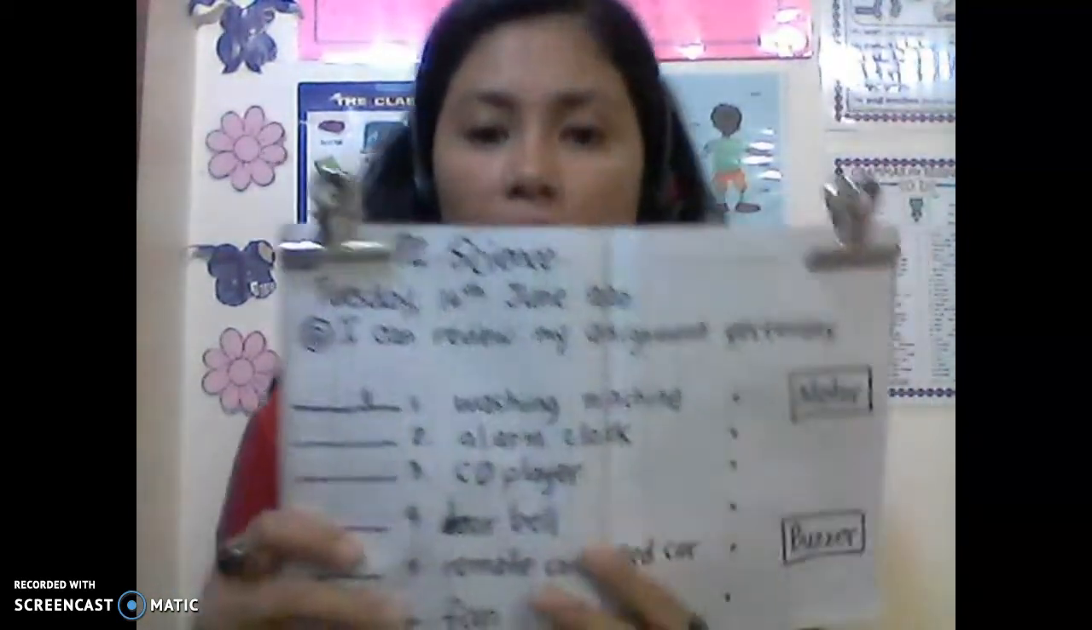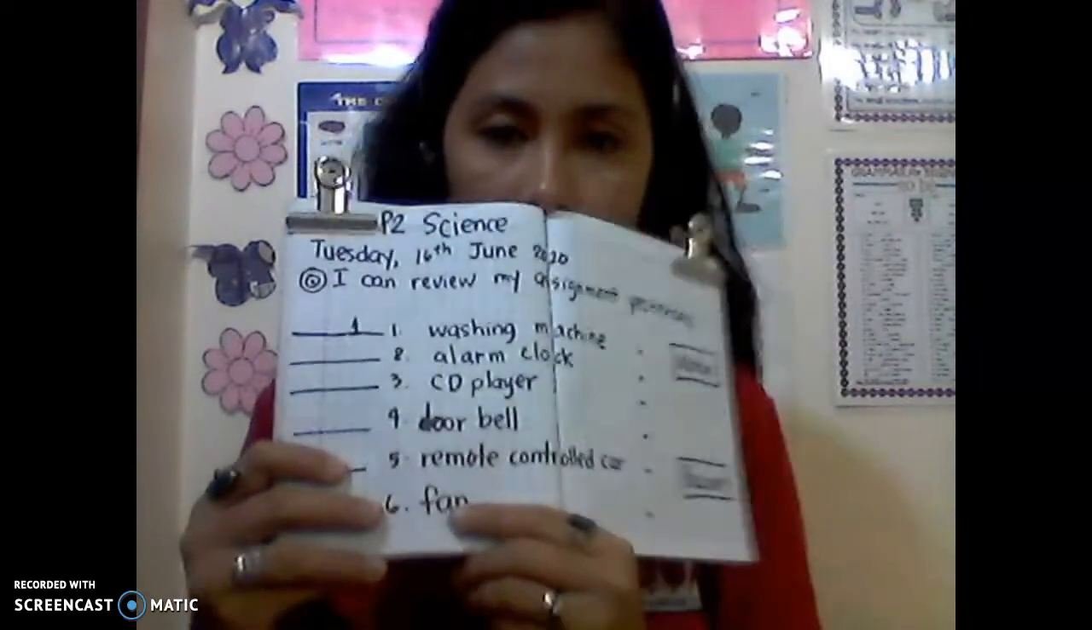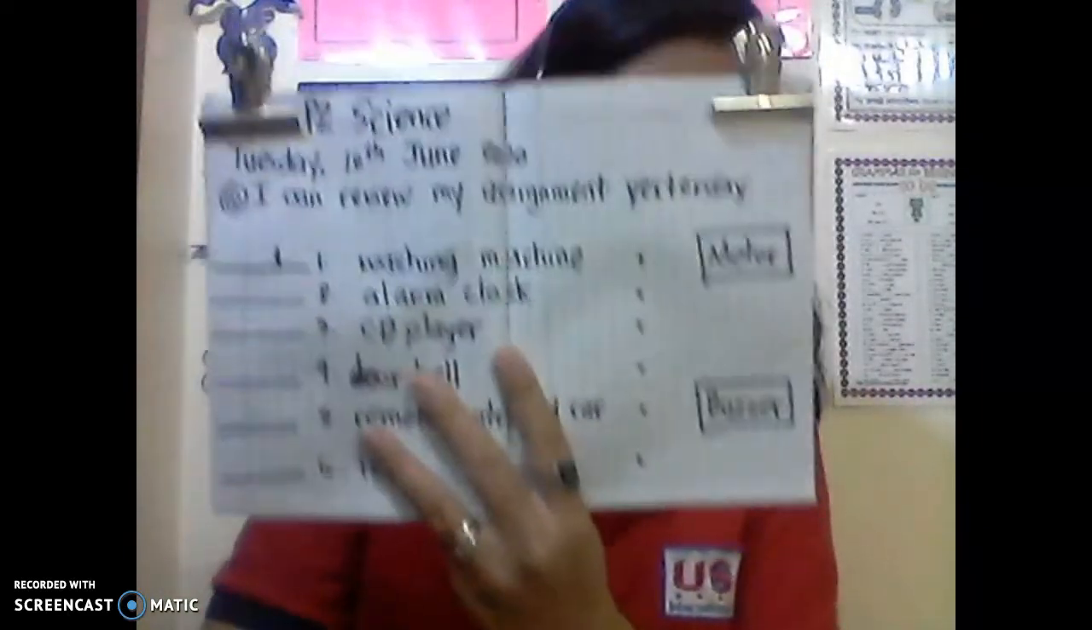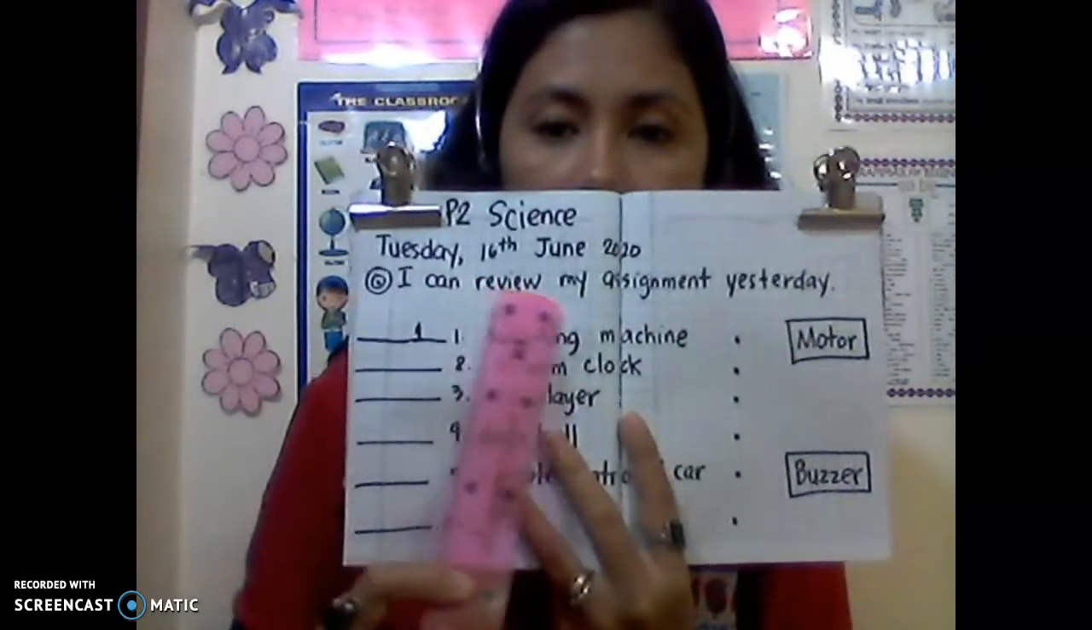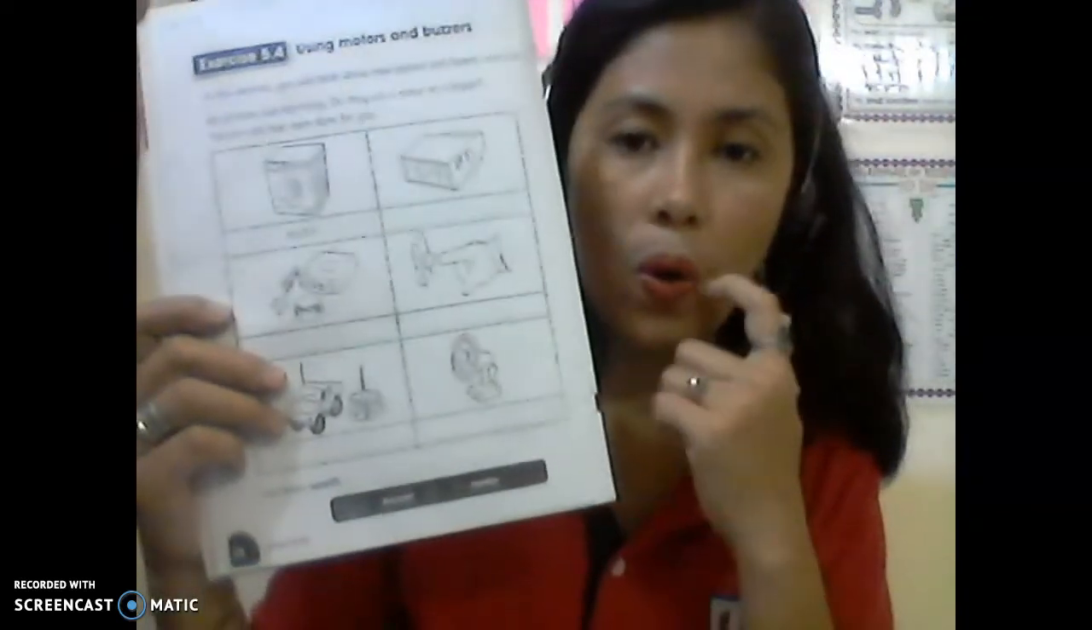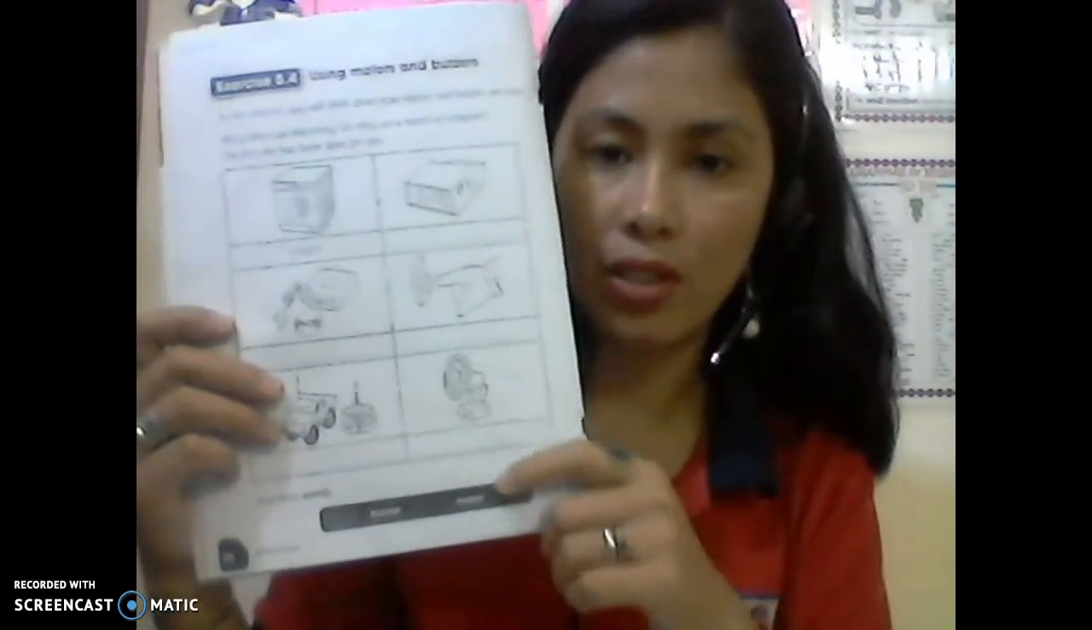For today's class, we're going to answer our assignment from yesterday, right? So again, our learning objective for today is that we are going to review the assignment yesterday. Our assignment yesterday is that you are going to identify if the picture here uses a motor or a buzzer, right?